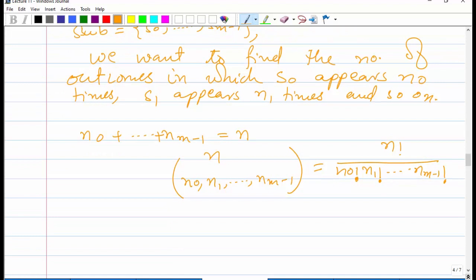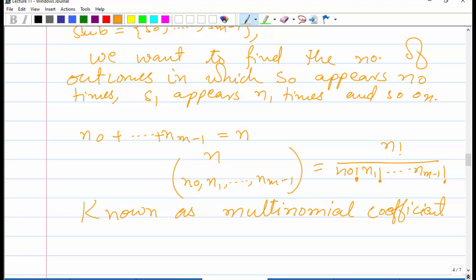So this is actually known as the multinomial coefficient, while theorem 2.6 is actually the binomial coefficient that you might have seen in your mathematics courses somewhere. So it is known as the multinomial coefficients. So this is actually defined in the book as theorem 2.7.